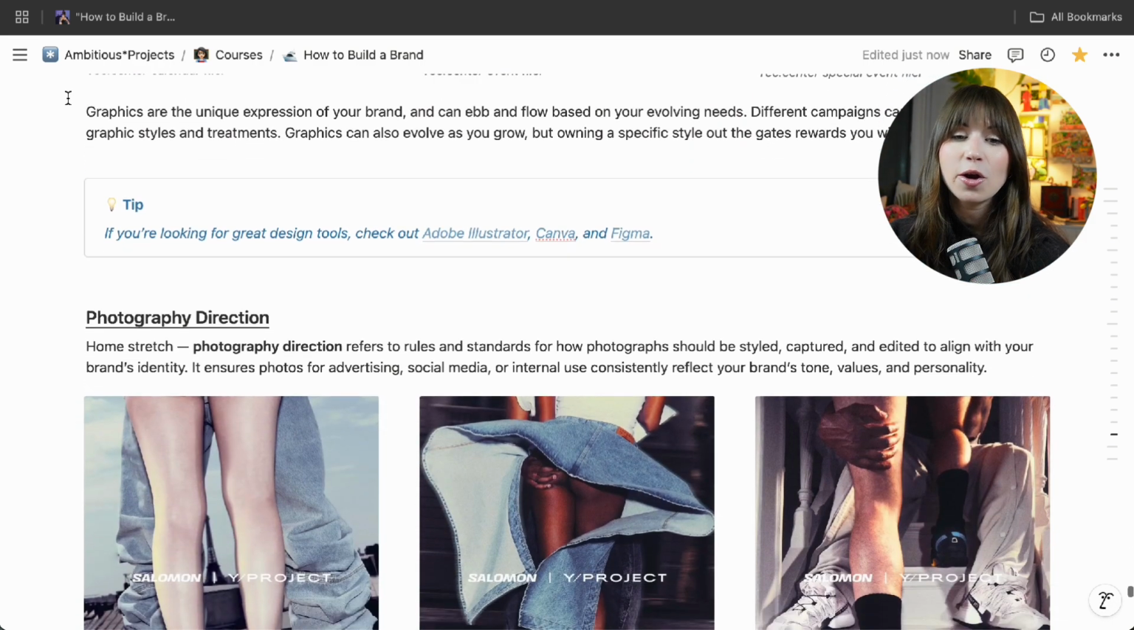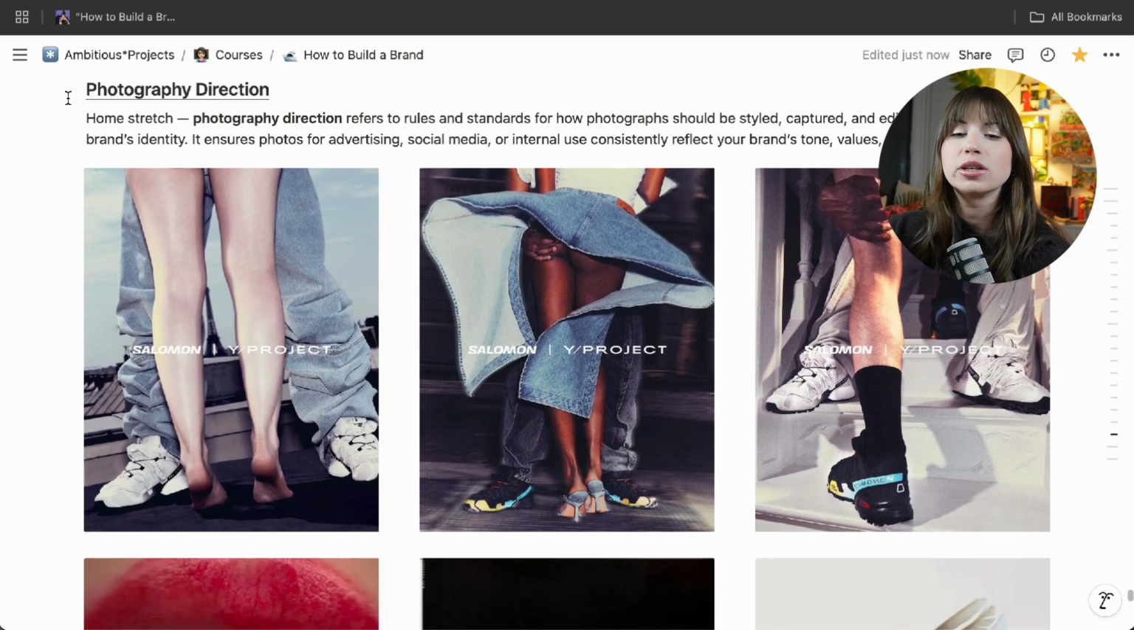Okay, lastly, we are going into our photography direction. This refers to the rules and standards for how your photographs are going to be shot, stylized, and edited to align with your brand's identity. This will be used across advertising, social media content, but also for internal use. That way you are staying consistent with your brand's tone, value, and personalities.